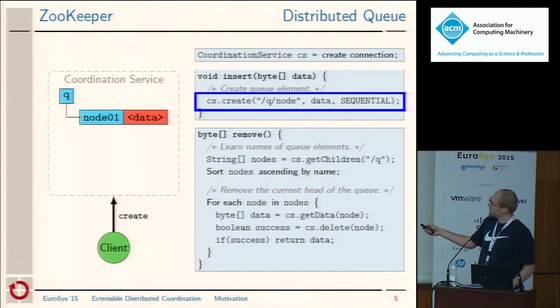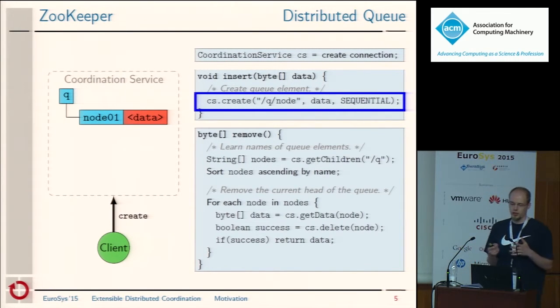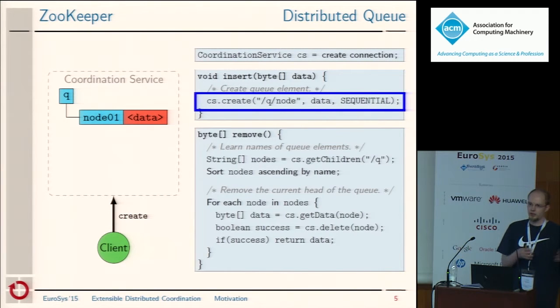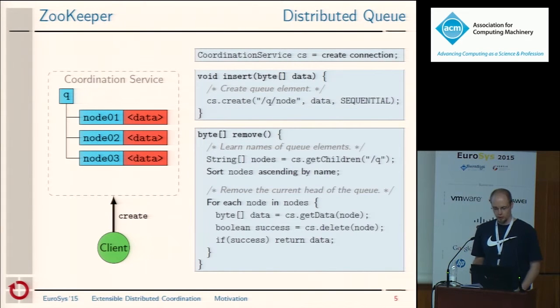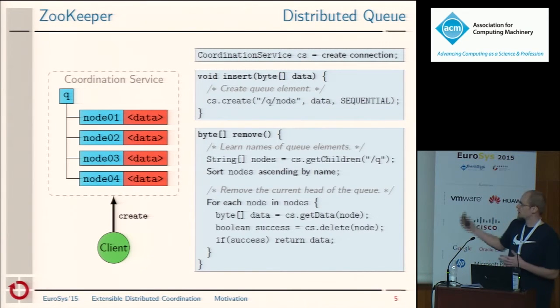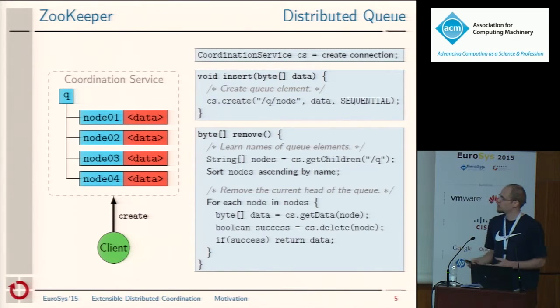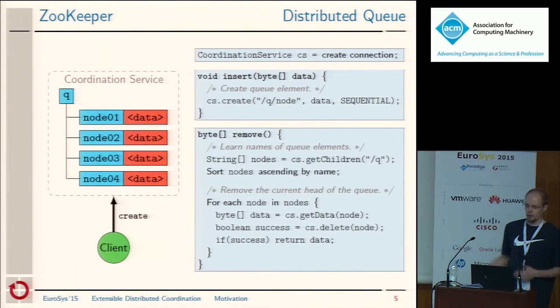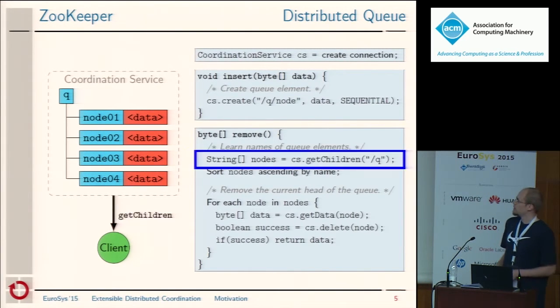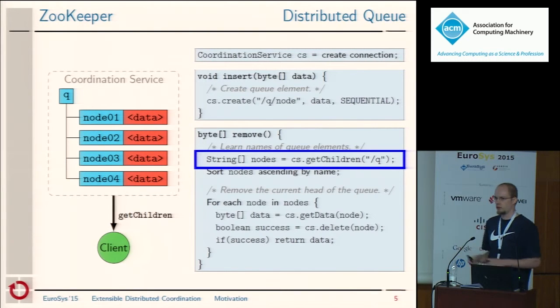Now what the sequential flag here does is it tells ZooKeeper to not only create the node with a specific name, but to add a sequence number, which is automatically increased, to the node name. So the first time we call this insert method, it will create a node 1, and if we call this multiple times, we end up with nodes 1 through 4, for example. The sequence number automatically increases. We've seen the insert method is rather straightforward, only a single remote call. The complexity is part of the remove operation.